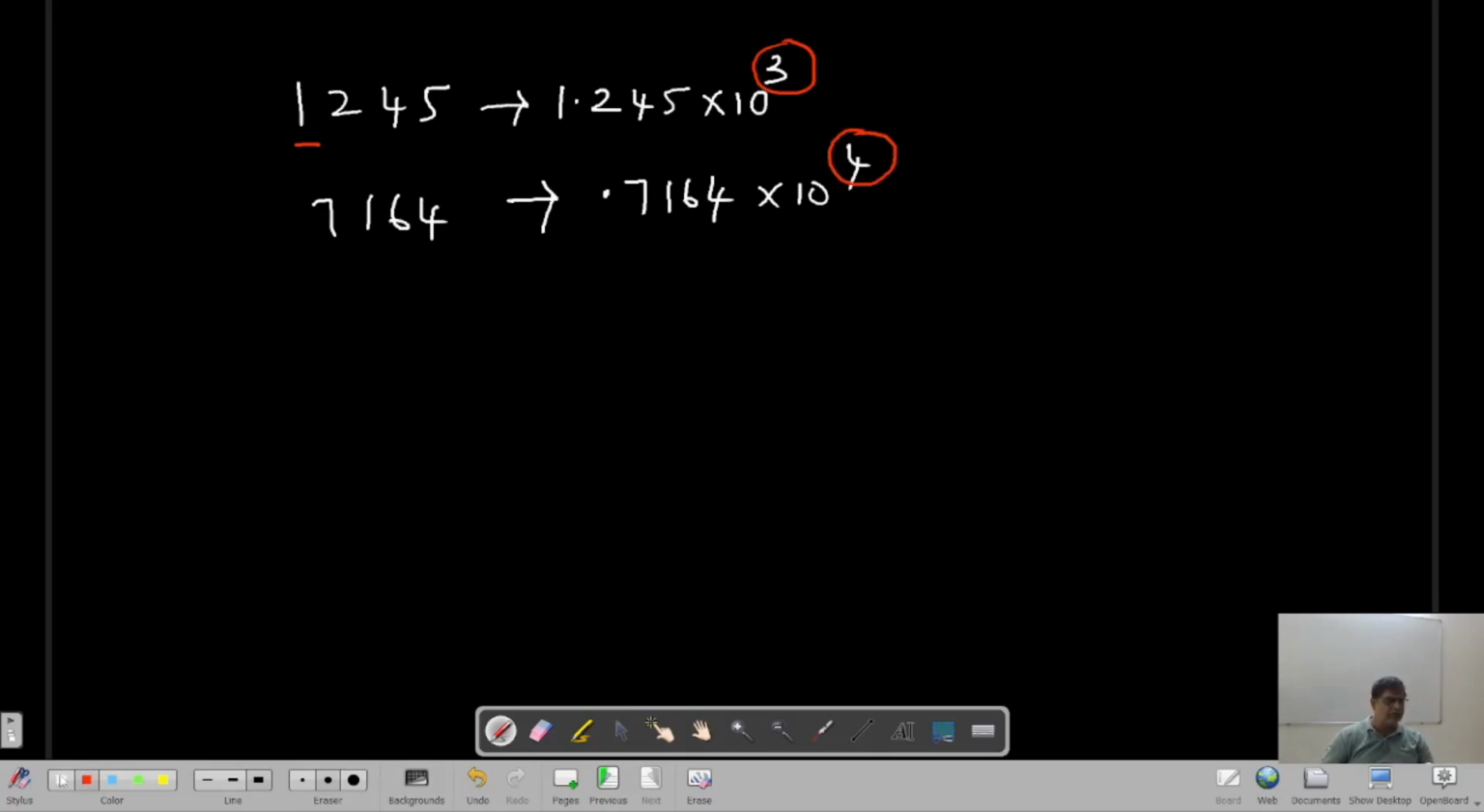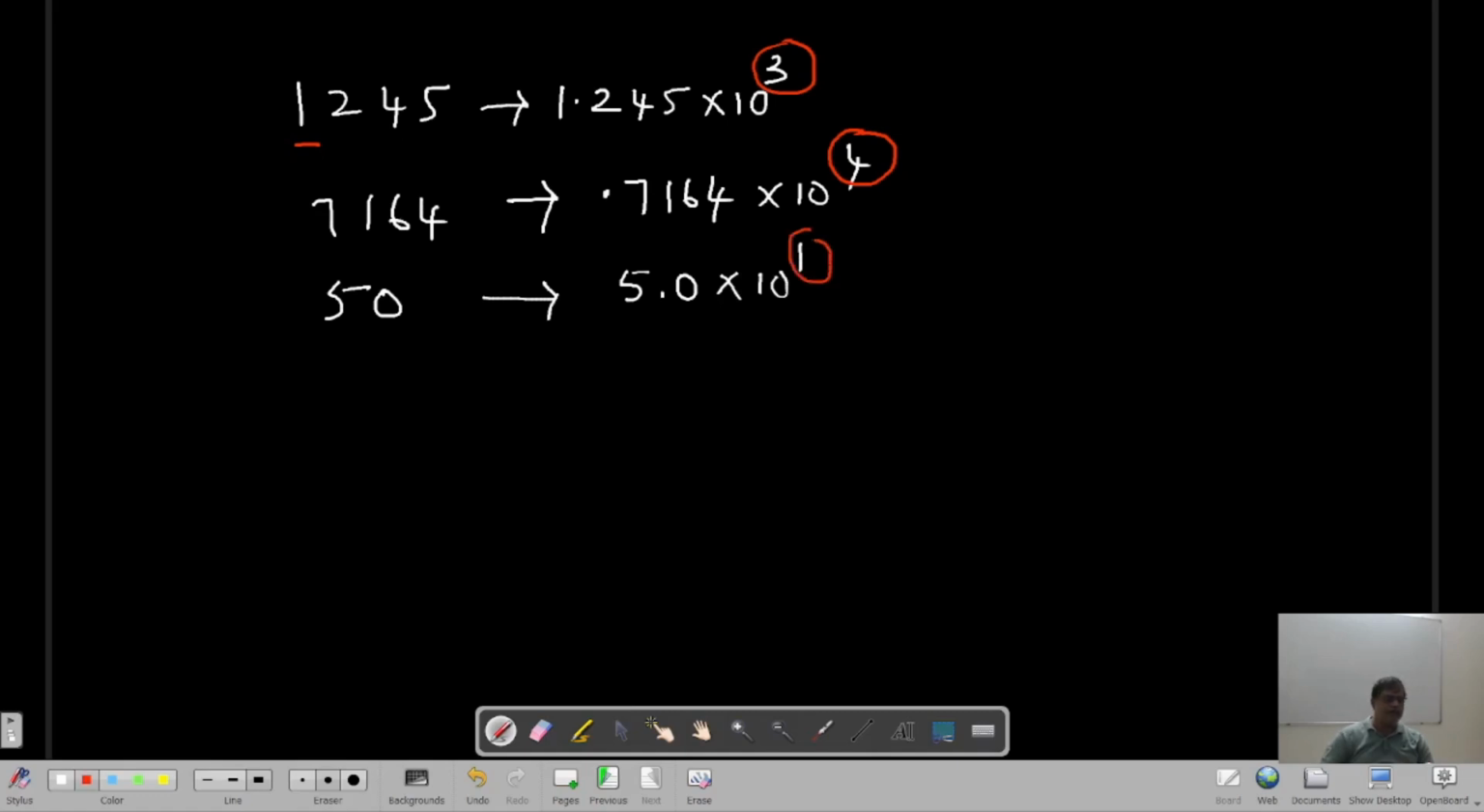Now what if the first digit is exactly 5? There are two rules. If the first digit is exactly 5 followed by all zeros or nothing, put the decimal after 5 and express the number as a power of 10. Suppose you have 50. Then put the decimal after 5. 5.0 into 10 raised to 1. So the order of magnitude of this number is 1.